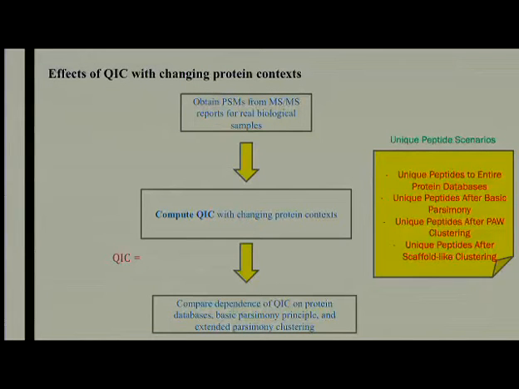Or you can have peptides that are unique after the basic parsimony logic. So these are peptides that are unique to the indistinguishable groups or the distinguishable proteins. And then finally, you can have peptides that are unique after the extended parsimony clustering. So these would be peptides that are unique to the clusters of data.